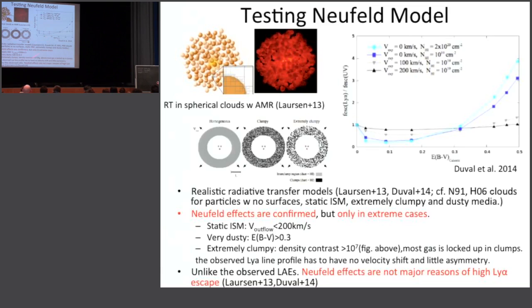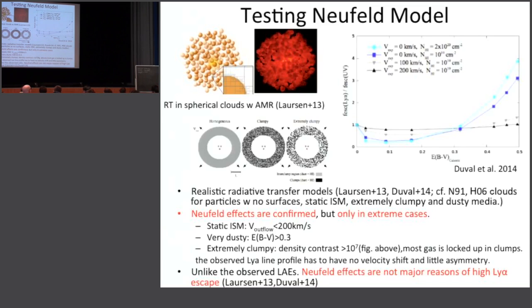So they say that to realize the Neufeld model, you need a quite static ISM with very low outflow velocity, and a very dusty component, and it should also be very clumpy, with a contrast of 10 to the 7th. In other words, most of the gas is locked up in clumps.